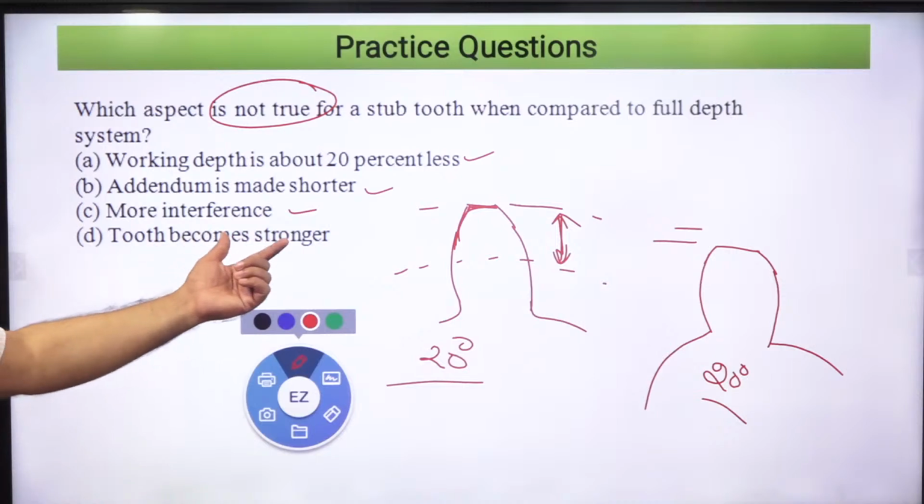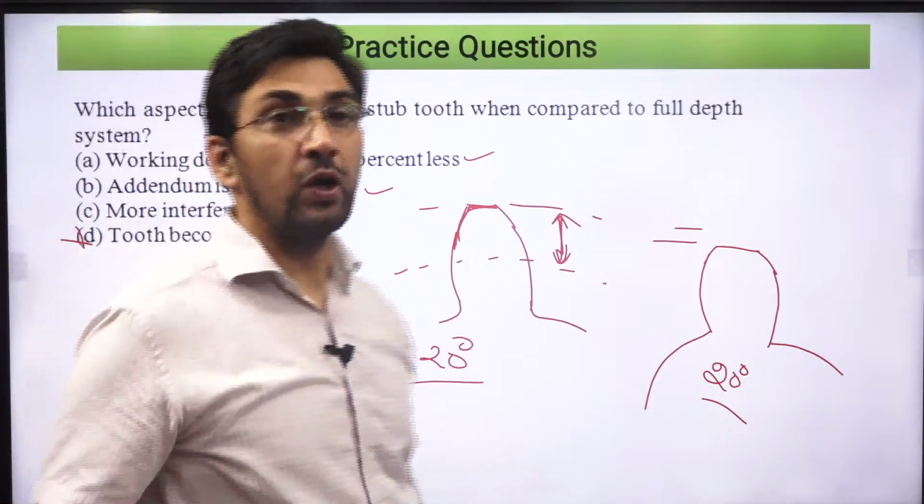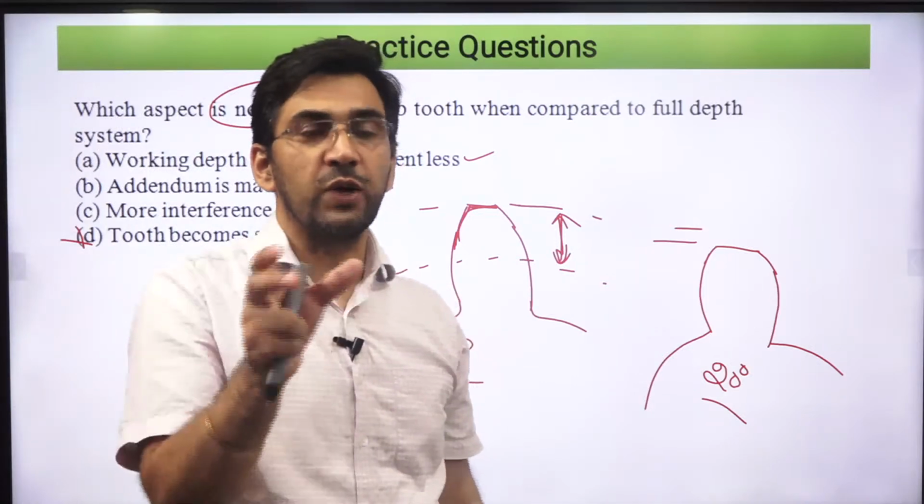Tooth becomes stronger. Not true. So working depth is 20% less, this is okay. Addendum is made shorter, okay. You made the addendum shorter, that is also fine. More interference should reduce. Tooth becomes stronger. Why should the tooth become stronger? There should be logic. Tooth stronger means the size of the tooth is increasing?